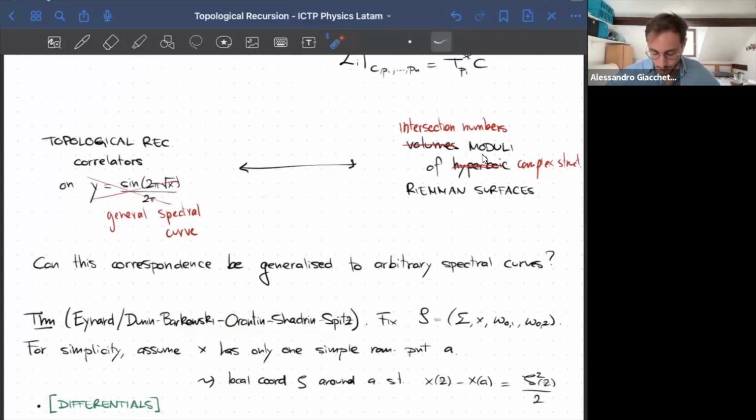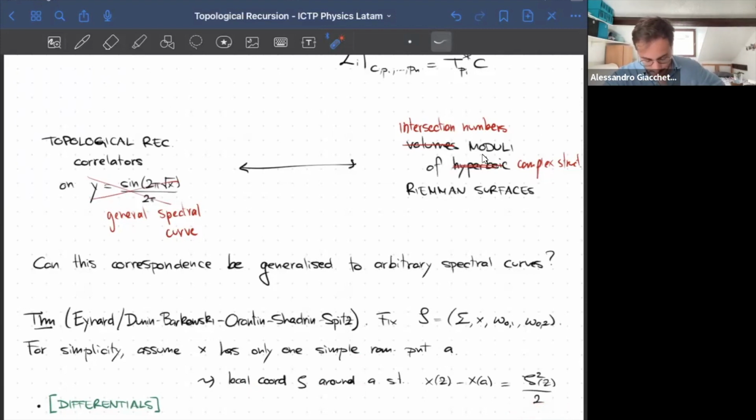And this result goes as follows. So imagine you fix S to be a spectral curve. So this is sigma together with x, omega 0,1 and omega 0,2. And to simplify a bit the discussion, let me assume that x has only one simple ramification point, a. And because I have a simple ramification point, I can choose a local coordinate that I will denote with this zeta around a in such a way that x(z) minus x(a) is just this quadratic term.